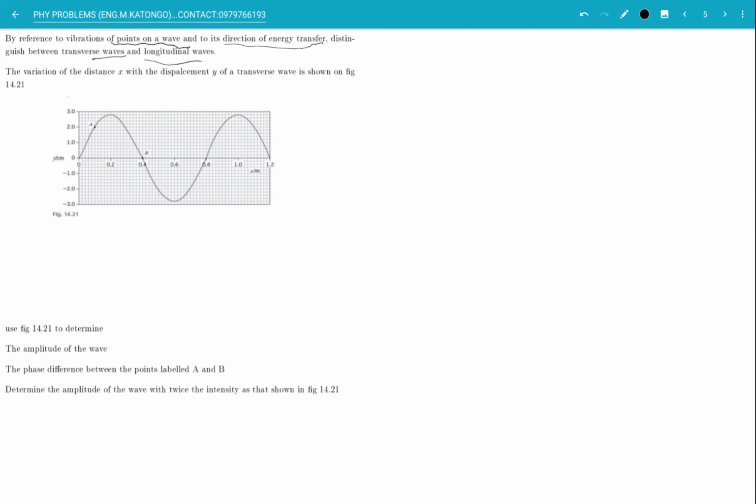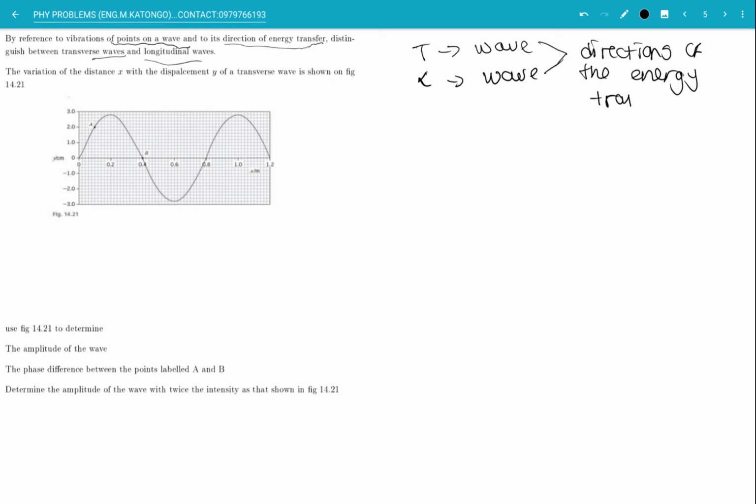So therefore, in distinguishing between the transverse wave T and the longitudinal wave L, we can distinguish them in terms of the direction of the energy transfer.